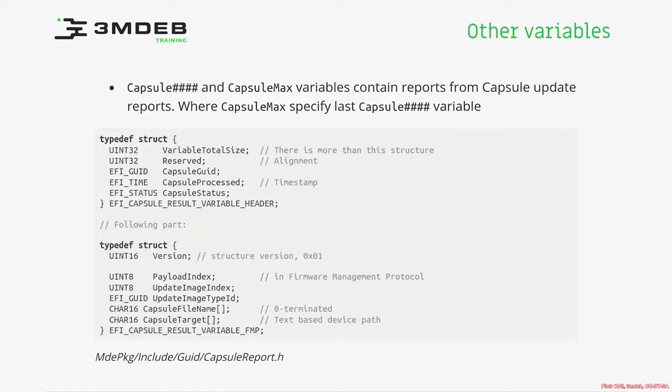Finally, I would like to discuss a couple other variables, especially to point out how those can be different. For example, a very interesting variable is the capsule update variable. Those are capsule with the number or capsule max variables. Those variables contain reports related to capsule update, a mechanism which is used for UEFI firmware update.